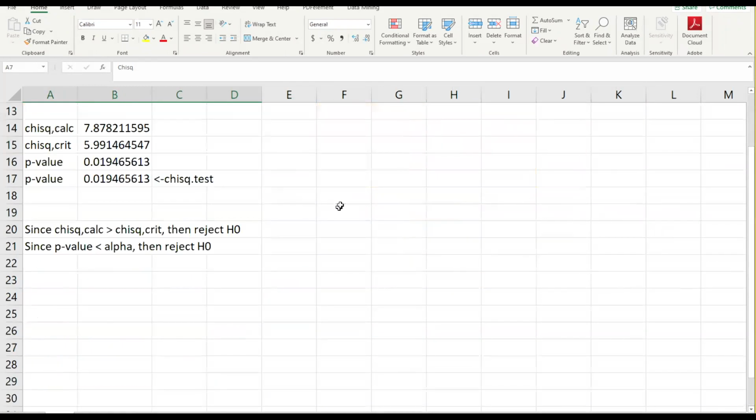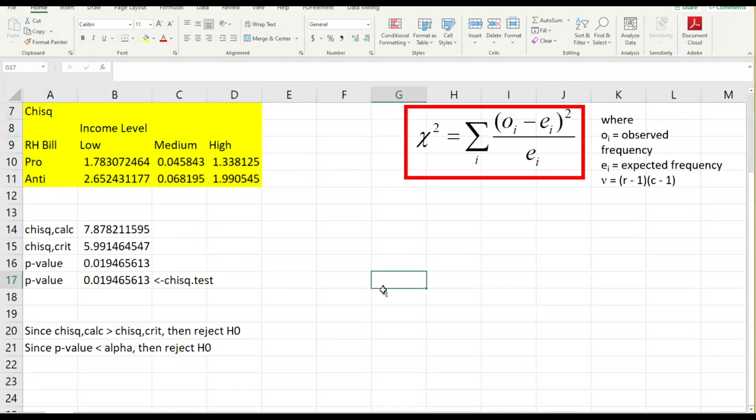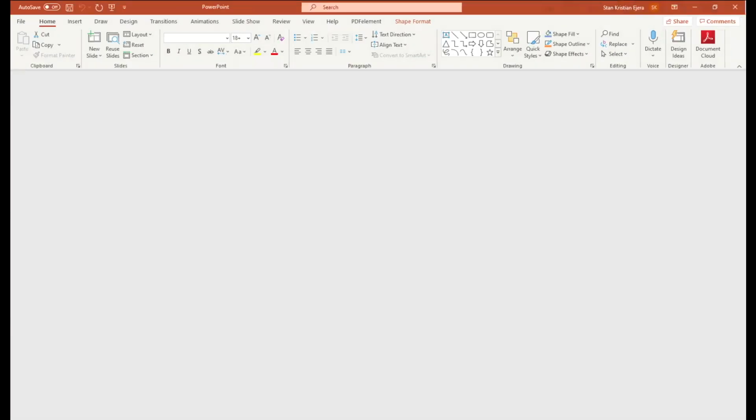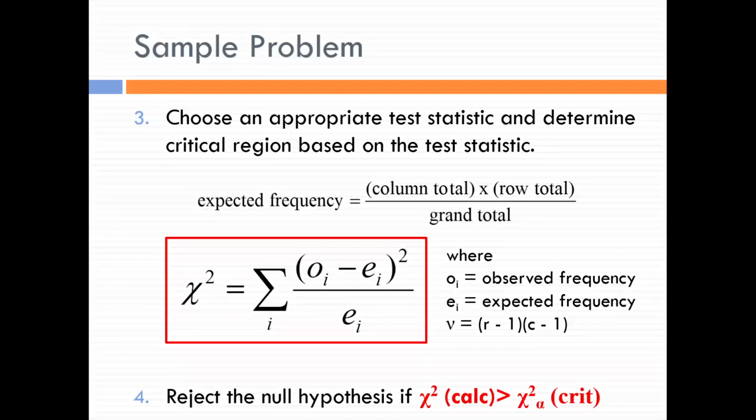Okay? Okay ba? So the chi-square test, if you use the shortcut, is quite simple, no? It's easier to use compared to creating the observed minus expected over expected table.